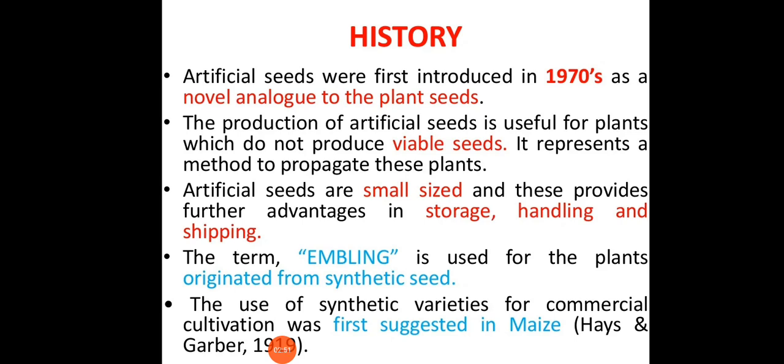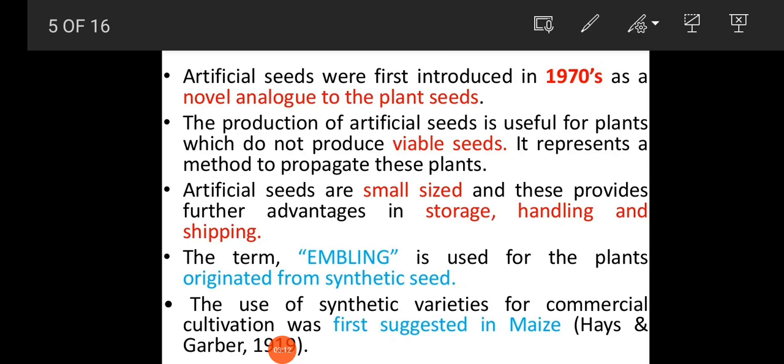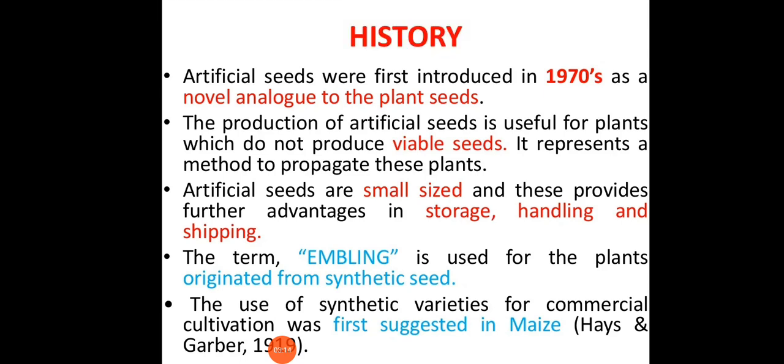Here, these artificial seeds are used to make multiple copies, that means the same character, in micropropagation methods. In the micropropagation method, from a single crop we produce a number of clones. It represents a method to propagate these plants, and this propagation is micropropagation.